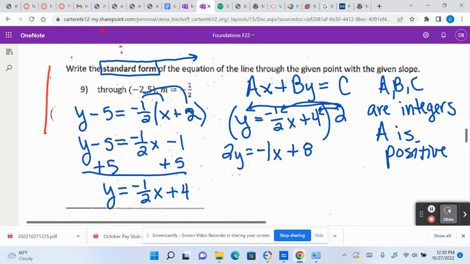Okay, we're almost there. The only thing I have to do now is get the x from the right side to the left side. How do I do that? I need to move the negative 1x over to the other side.